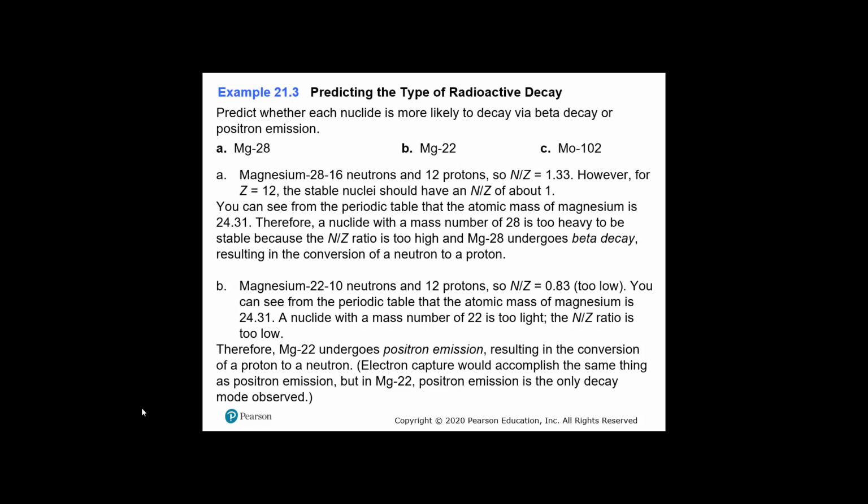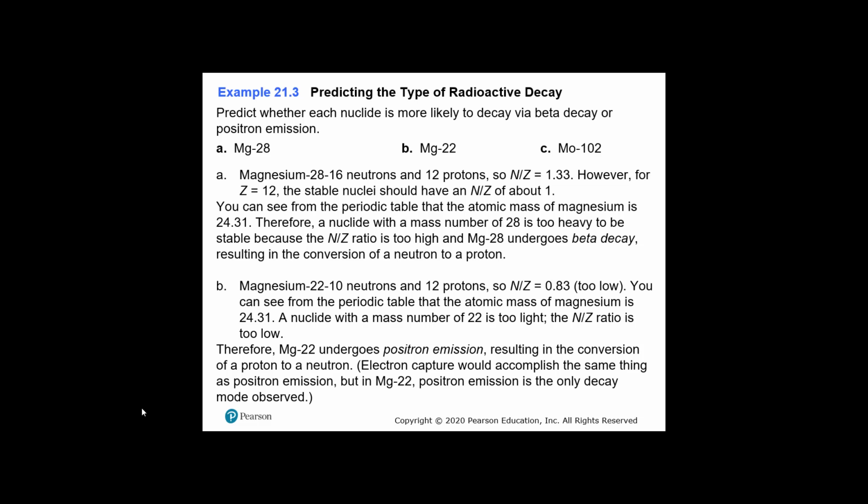This is 1.33. However, for Z equals 12, the stable nuclei should have an N over Z of about 1. You can see from the periodic table that the atomic mass of magnesium is 24.31. So this is heavier. This has a mass of 28. This is going to be too high, and that's going to undergo beta decay, so it's going to convert a neutron to a proton.